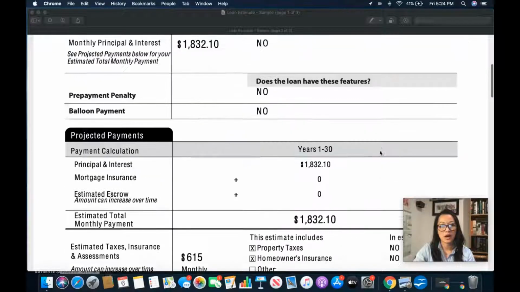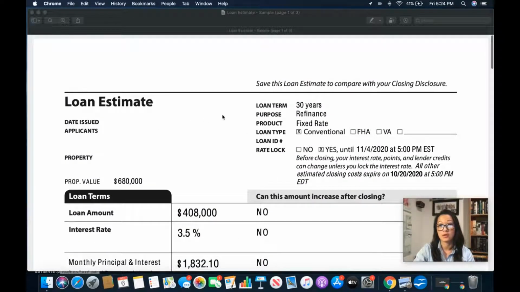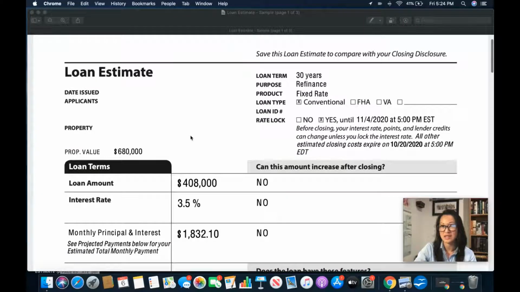Hey, how are you? I am going to go over what a loan estimate is and how to look at lender fees. If you are looking at a loan estimate or a CD, it's essentially formatted the same way, so you can use this as an example for both.